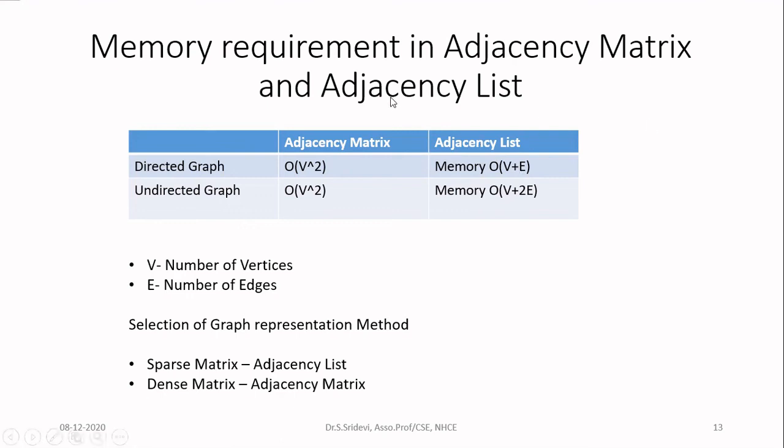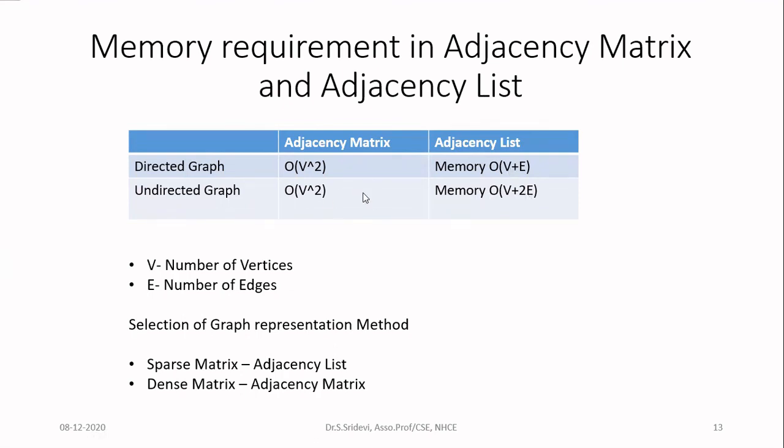Now let us consider the memory requirement. Let me summarize again. We have seen this before. In case of adjacency matrix, whether you have a directed graph or undirected graph, the size or memory requirement will be directly proportional to square of the number of vertices. So it is order of V squared. Whereas if you consider the adjacency list representation, if the graph is directed, then the memory is directly proportional to order of V plus E. Whereas if your graph is undirected, the adjacency list will consume the memory as order of V plus 2E.